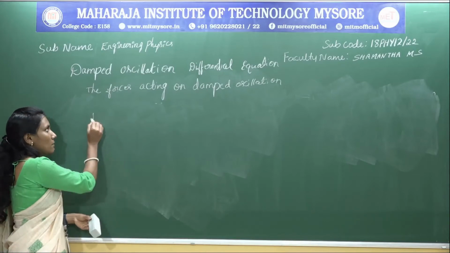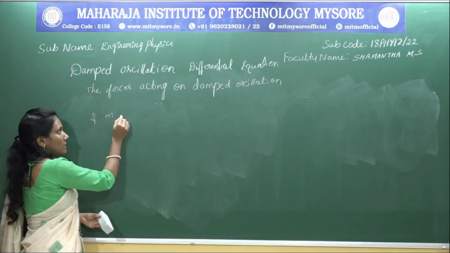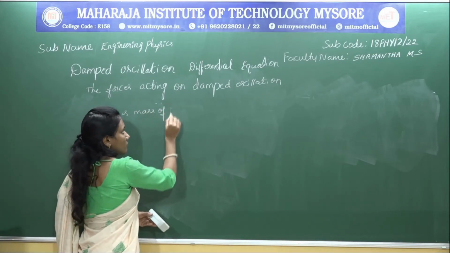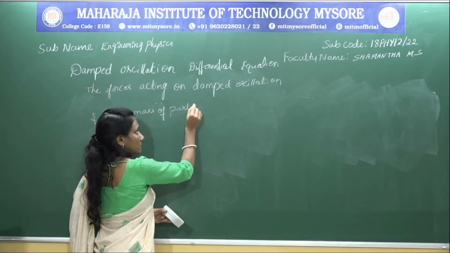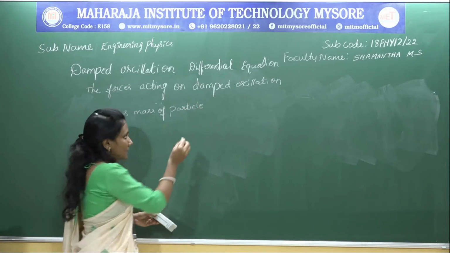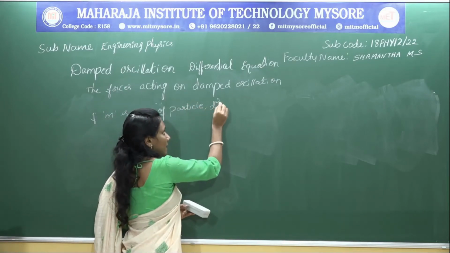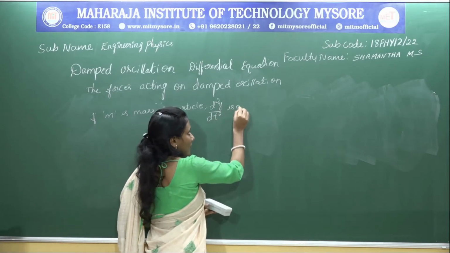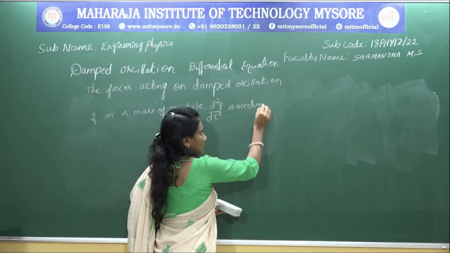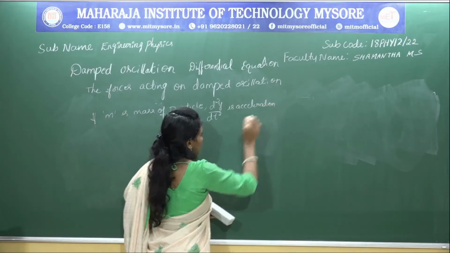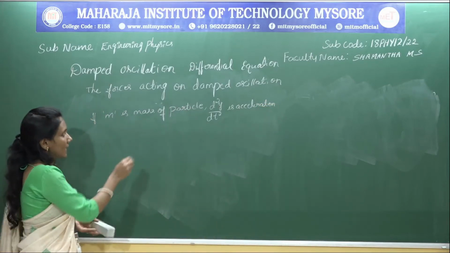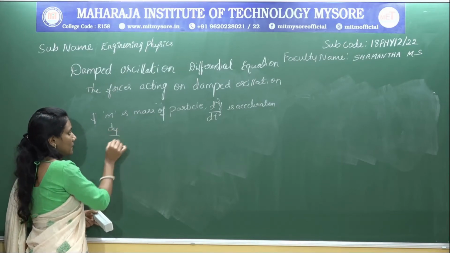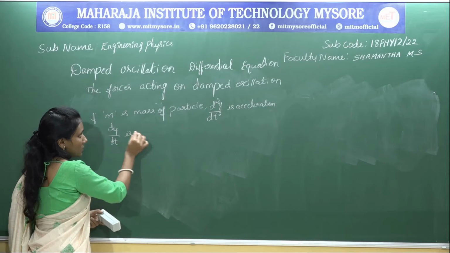So, if m is the mass of the particle, and d square y by dt square is the acceleration acting towards the mean position, and the velocity dy by dt is the velocity.